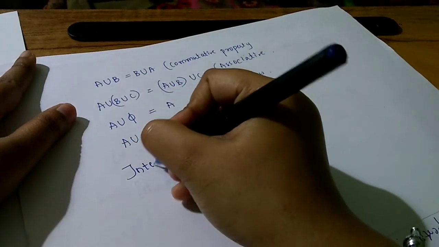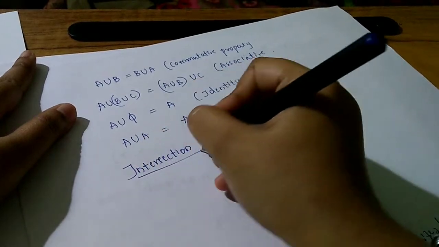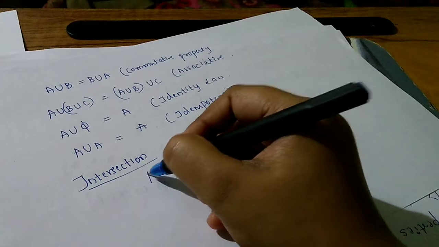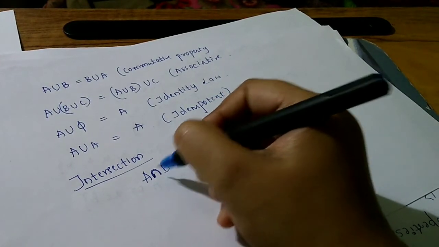Next is intersection. So what is intersection of two sets? It is A intersection B. This is the symbol used to denote intersection.